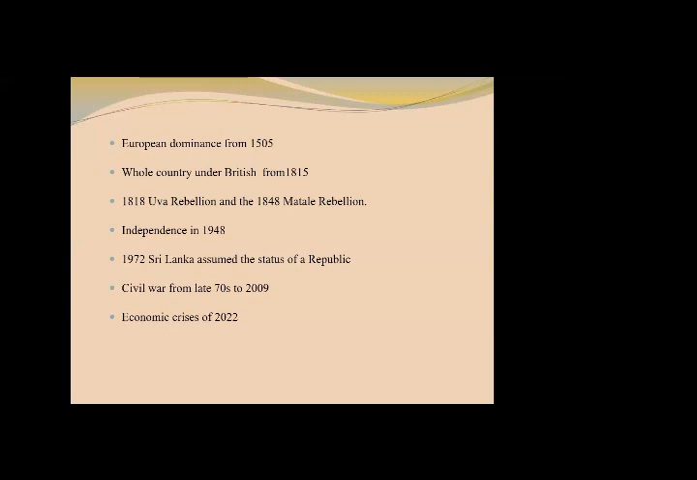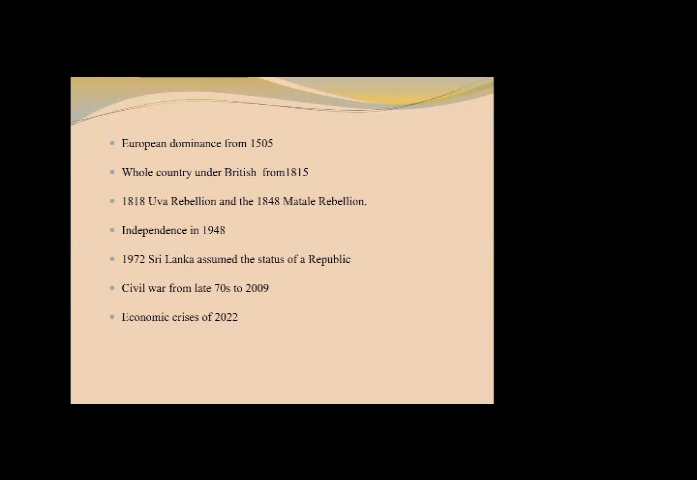Then also in between, there's something significant if you read about the Uva rebellion and the Matale rebellion, which were defeated. For some of the communities, what happened? You see some of the communities being excluded from society for some reason because of the rebellion. So these are some of the things that happened, and you will see they all have some kind of influence in our society even today.